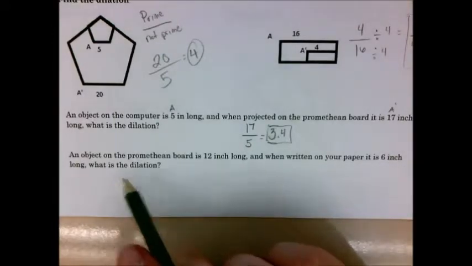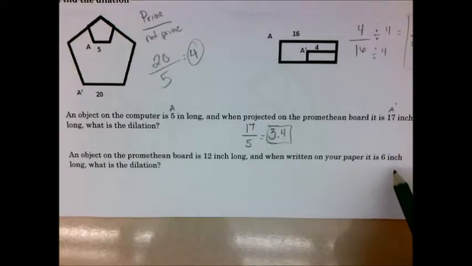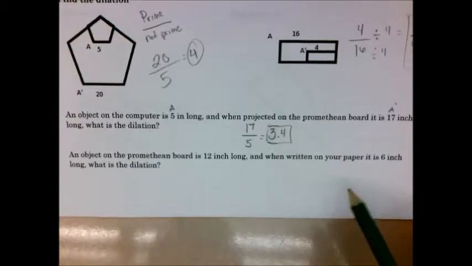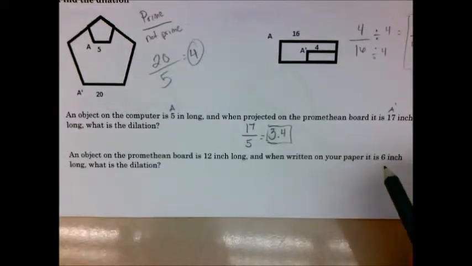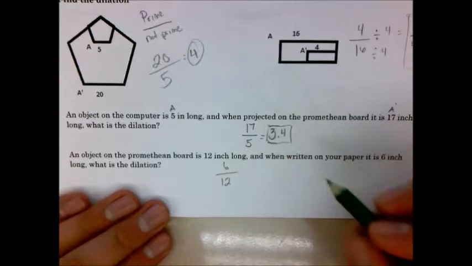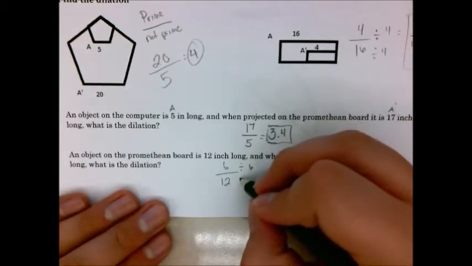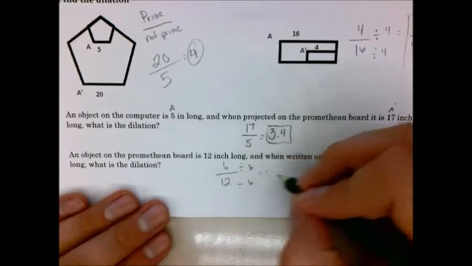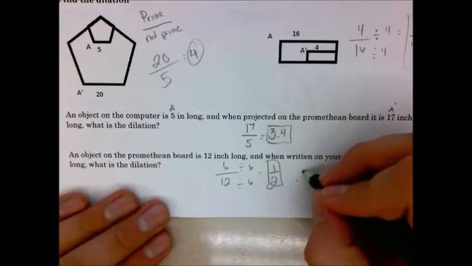Second one, an object on the Promethean board is 12 inches long. When written on your paper, it is 6 inches long. What is the dilation? So this one's going from big to small. Okay, so you always take the second number, which is 6, divided by the first number, which is 12. So when we reduce this, we can reduce it by 6. We get 1/2. So the dilation here would be 1/2. Or if you put 0.5, I'd accept that too.